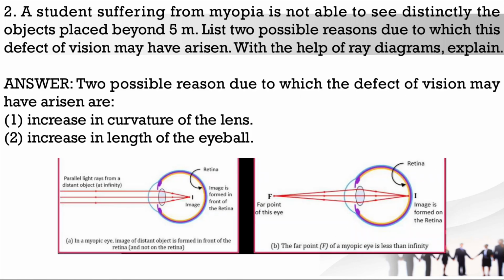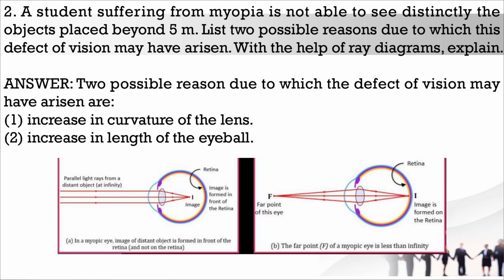Second question. A student suffering from myopia is not able to see distinctly the object placed beyond 5 meters. List the two possible reasons due to which this defect of vision may have arisen. With the help of the diagram, explain.